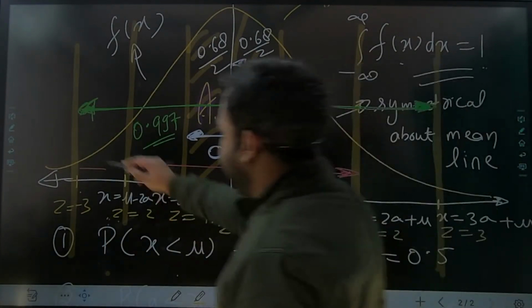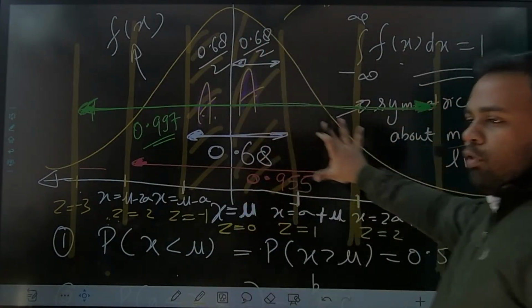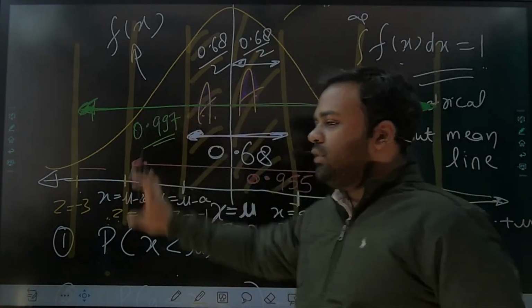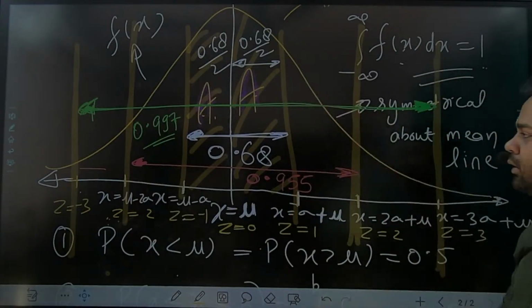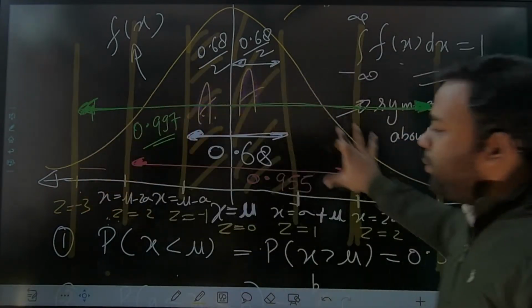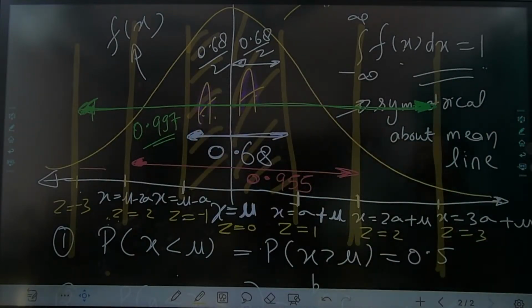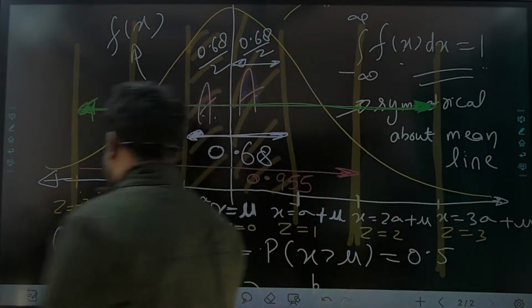Just remember this bell-shaped curve. It's symmetrical about the mean value. Whatever portion of area is on this side, that much portion is on the left side. And area is nothing but the probability here. So 0.5 probability is on the left side, 0.5 probability on this side. That's why the total will become 1 probability. So this is the key idea.